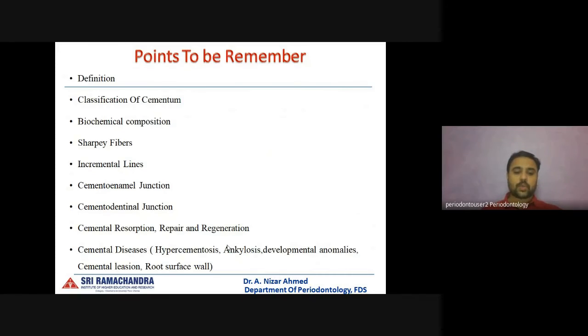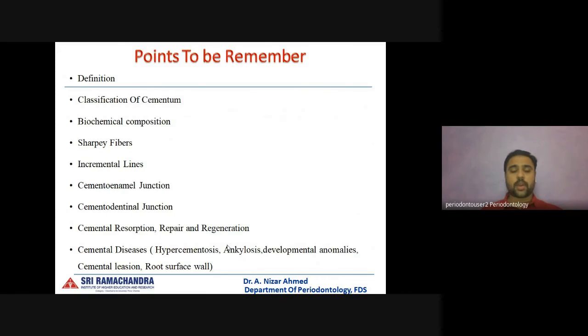Cemental diseases: so hypercementosis, excessive formation of the cementum; ankylosis, so complete obliteration of your periodontal ligament space, so cementum and the bone will be fused together; and developmental anomalies like your enamel pearls or cementoids, all these things, and the cemental lesions. And I have told you about the cemental lesions. And root surface wall, what are the changes which occur in the root surface wall.